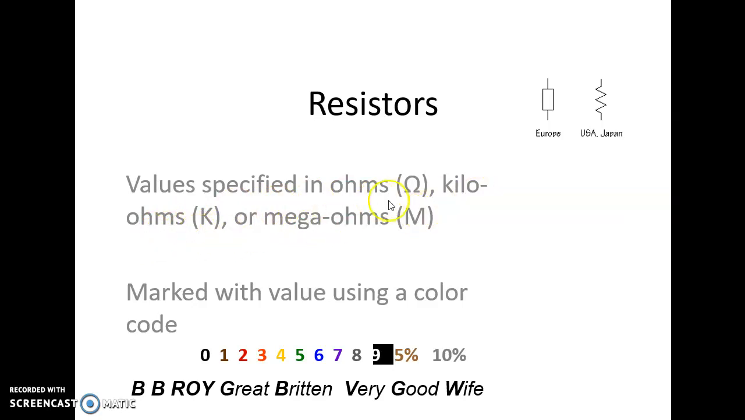Kilo is 10 raised to 3, mega is 10 raised to 6. So 10 kilo ohm, 5 kilo ohm, 1 mega ohm. In this way, we specify the value of the resistor. Now, resistor values like 1K, 10K, 5K, we can identify depending upon the color bands on a resistor.